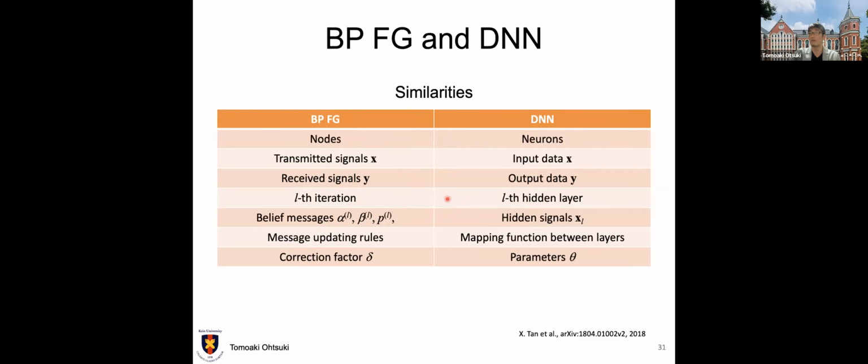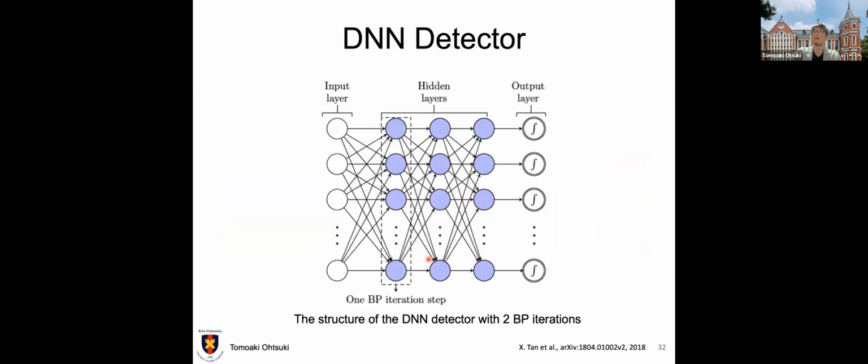Nodes and neurons transmit signals: input data, receive signals, output data, and also the iteration corresponds to the hidden layer. This is the unfolding part particularly. And with messages, hidden signals, and the message updating rules, message function between layers, and correction factors and parameters. So we unfold the iteration into this. This iteration corresponds to these hidden layers. This represents the structure of the DNN detector with 2 BP iterations.